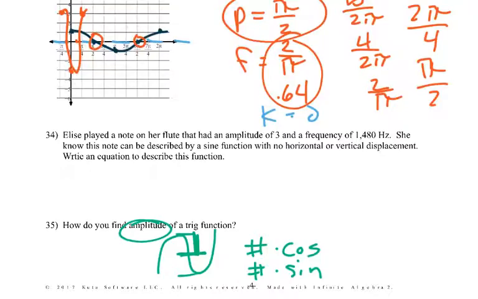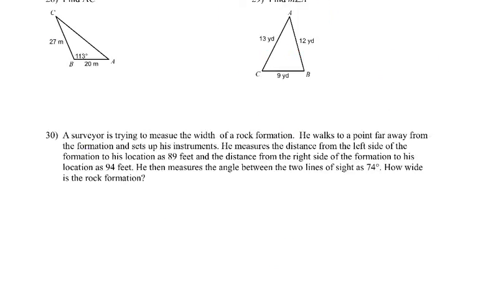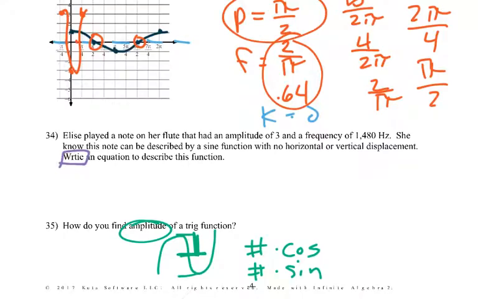Okay. 34. Elise played a note on her flute that had an amplitude of 3 and a frequency of 1,480 Hertz. She knows this note can be described by a sine function with no horizontal or vertical displacement. Write an equation to describe this function. There are a few typos here. I think I noticed one somewhere else too. Anyway, I apologize for those. I swear I read through this, but I just missed a few, I guess.